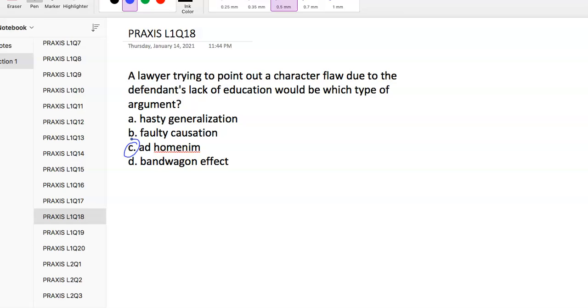Hasty generalization is categorizing a group of people or things based on one person or thing. All Asians are smart because I know one smart Chinese person. This would be a hasty generalization. Faulty causation is incorrectly assigning a cause to an effect. I lost because he's a cheater, as opposed to the fact that you got outplayed, is an example of faulty causation. And then bandwagon effect is the reasoning that everybody else is doing something, so it must be okay. So getting familiar with those four and making sure you know the differences, pretty likely that you'll see a question of some kind asking you to know the difference between these.